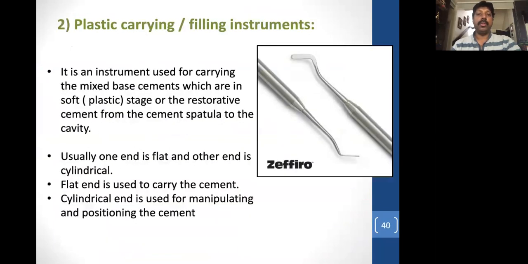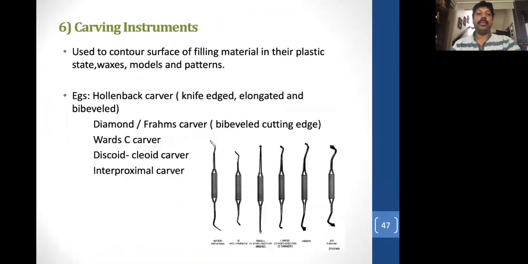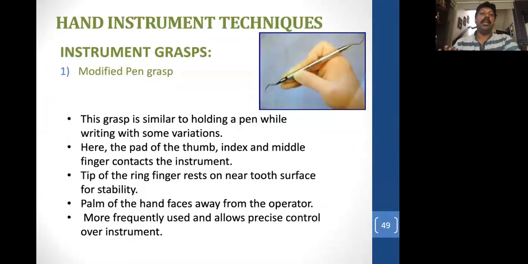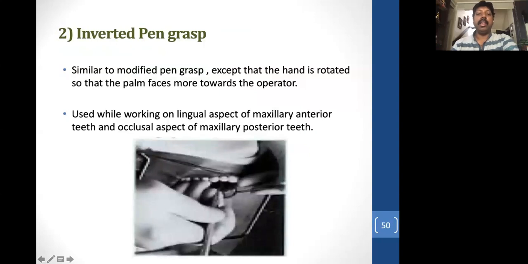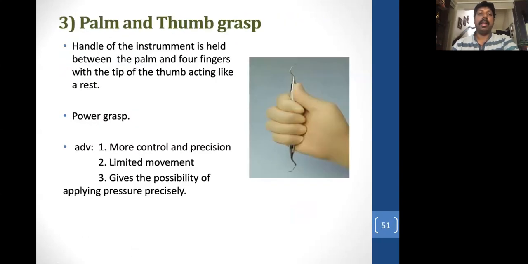I've shown this also. So now we'll go to hand instrument grasps. There is a grasp called the modified pen grasp. You have to hold like this, like a pen you are holding. Inverted pen grasp, where you are holding it upside down. Modified pen grasp, inverted pen grasp, and palm and thumb grasp.